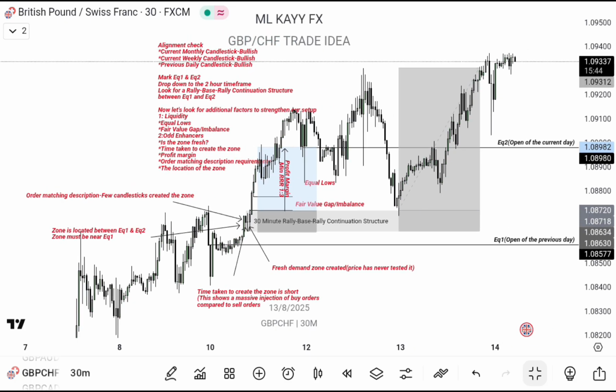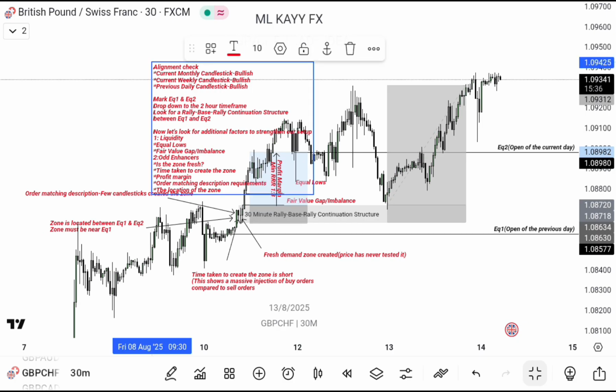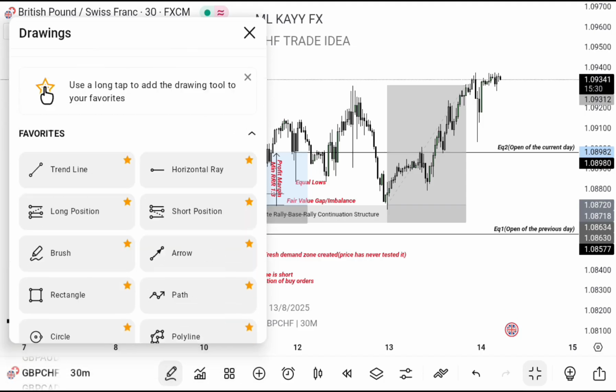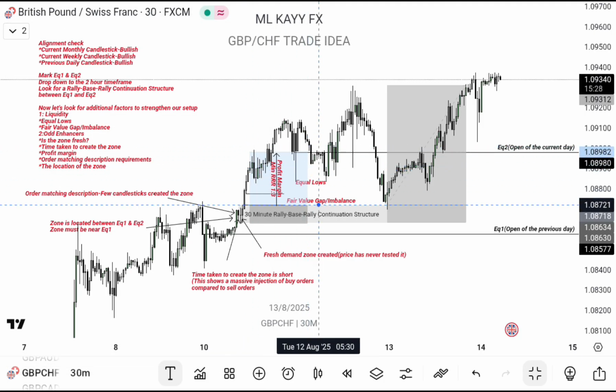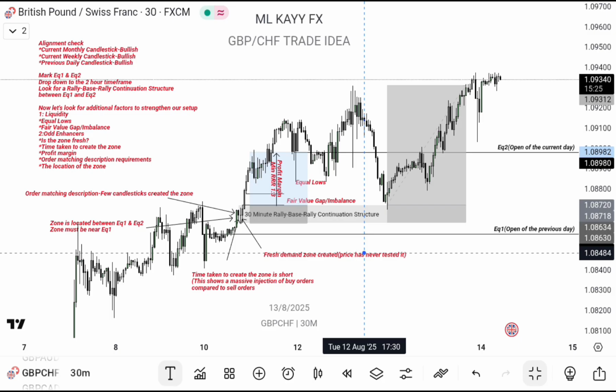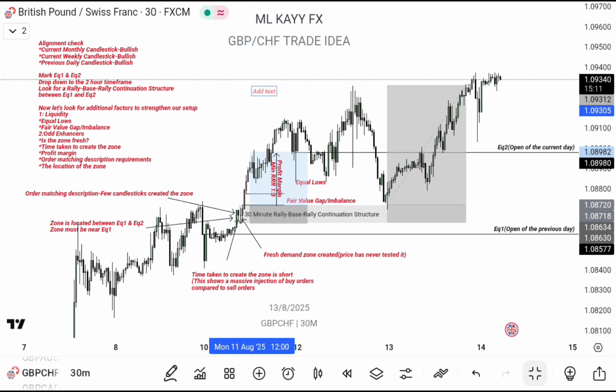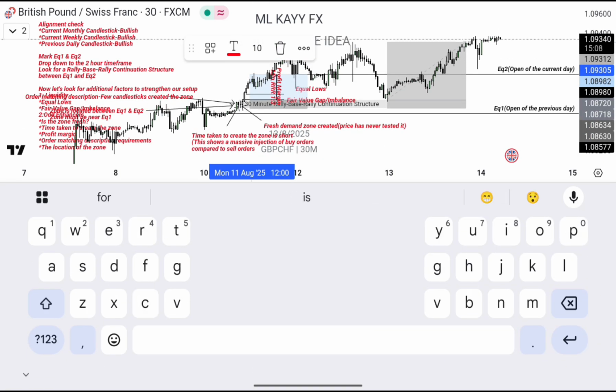So now we are saying the zone is located between EQ1 and EQ2, and the zone must be near EQ1, right? I'll also explain why the zone needs to be close to EQ1, and why it needs to be located between EQ1 and EQ2. Why do continuation structures have to be located between EQ1 and EQ2? We'll save those for the future. So right now let's just do a checklist, and that is that.